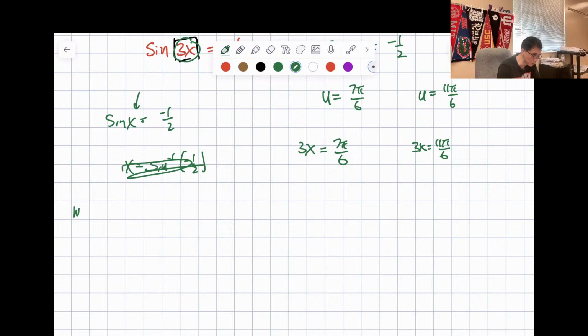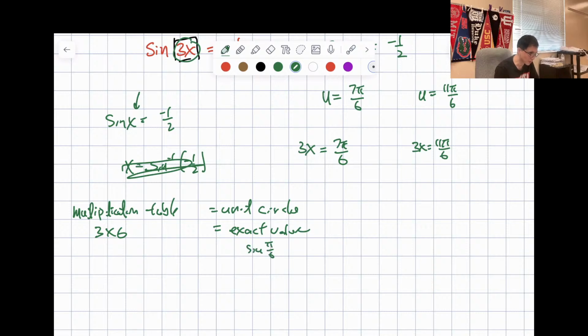What I would like to point out is this. Let's say the multiplication table is equal to the unit circle. If I ask you for an exact value, like 3 times 6, that's equal to an exact value. What do I mean by exact value? What is sine of pi over 6? That's the same thing as 3 times 6. Now, if we're solving an equation, for example sine x equal to -1/2, the x must be 7 pi over 6 and 11 pi over 6.